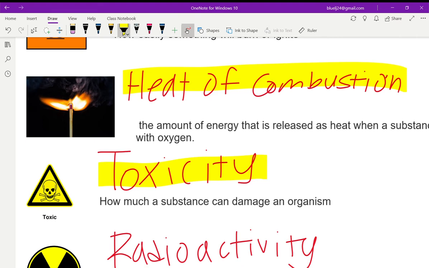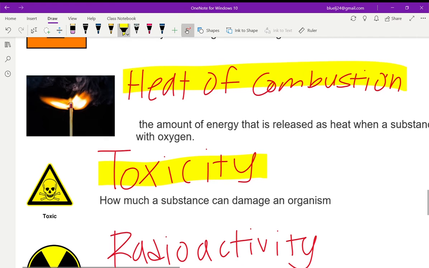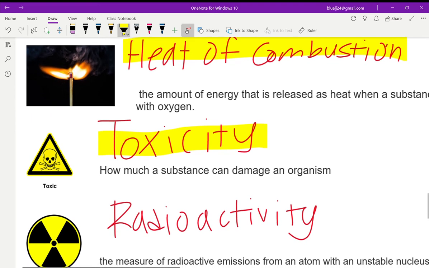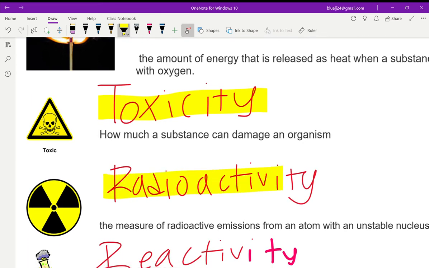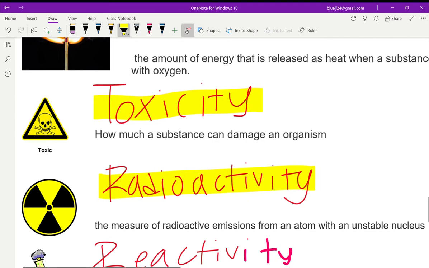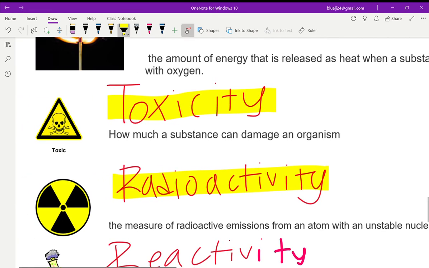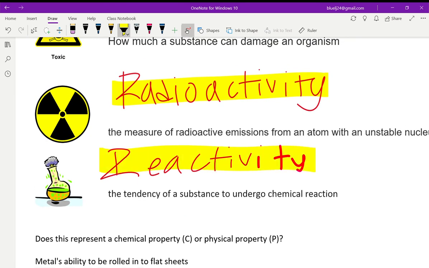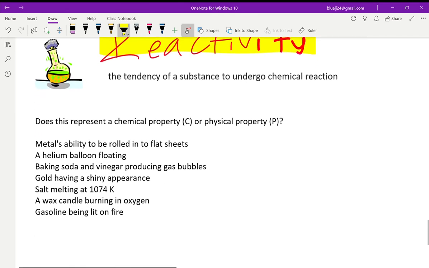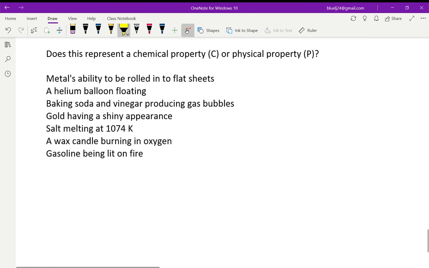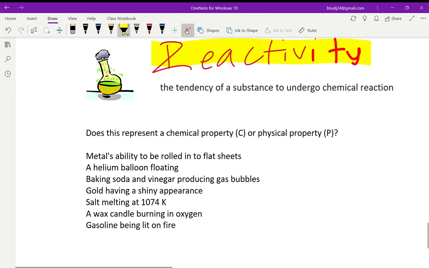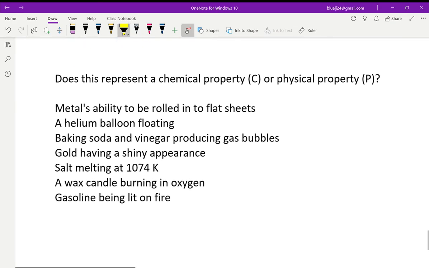Toxicity, how much a substance can damage an organism and their tissues, cells, or parts of the body. Radioactivity, the measure of radioactive emissions from an atom with an unstable nucleus. And reactivity, the tendency of a substance to undergo a chemical reaction. So here are some examples. And now, if you want, you could pause here and try to answer these on your own. So now we're going to go over the answers.